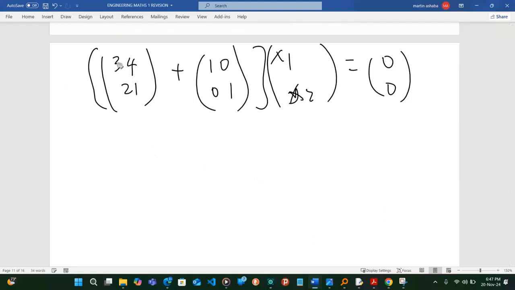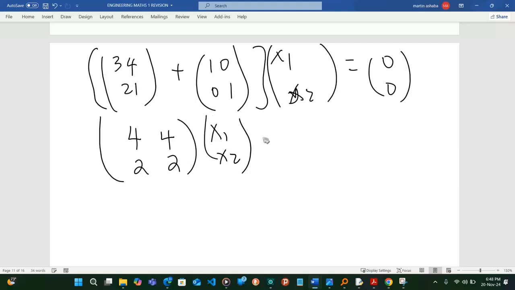Now, I add the matrices. This is 4, this is 2, this is 2 also. This is how we add matrices. You add the corresponding values. 3 and 1, you write here. 4 and 0, you write here. 2 and 0, you write here. 1 and 1, you write here. So, x1, x2, this is equal to 0, 0.